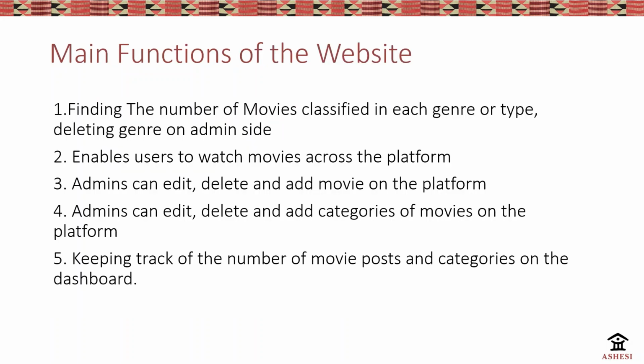So the main functionalities of my movie website: one, it helps you know the number of movies classified under each genre or type, and it also gives admin the control of deleting genres. It also enables users to watch movies across the platform, and admin is also able to edit, delete, and add movies on the platform. They can also edit, delete, and add categories on the platform. And it also helps keep track of the number of posts and categories on the dashboard. So these are the main functionalities of my website.